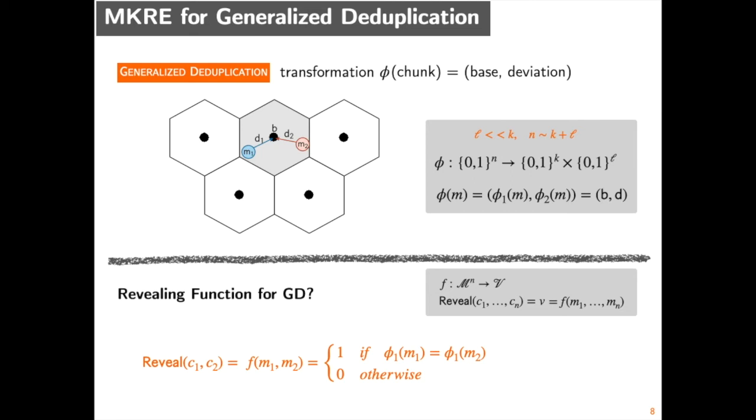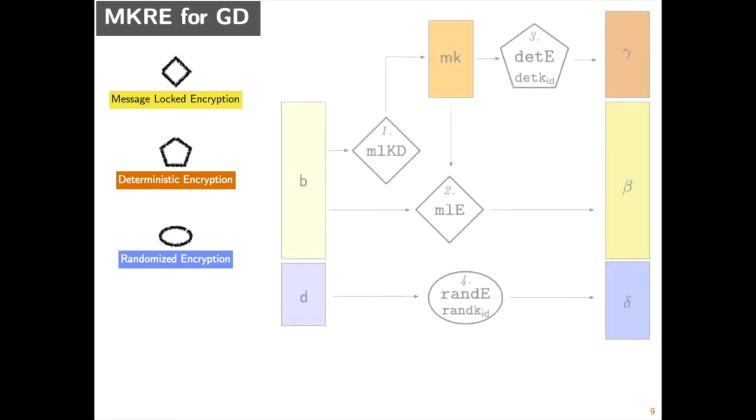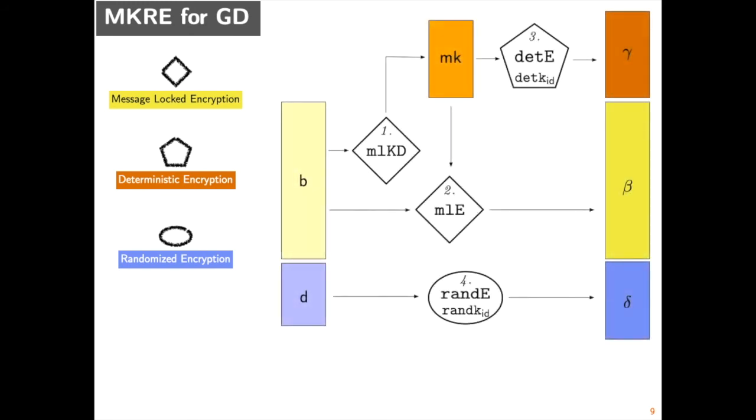Now, our construction for multi-key revealing encryption for generalized deduplication. In our construction we will use 3 ingredients, as we said before: message locked encryption, which is represented with this rhombus, deterministic encryption, which is represented as a pentagon, and randomized encryption, which is represented as a circle. And this is the way we do our construction.